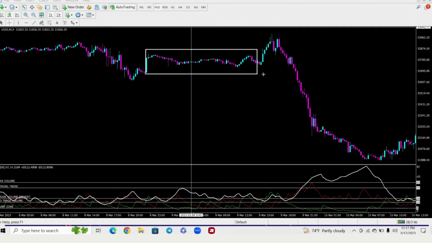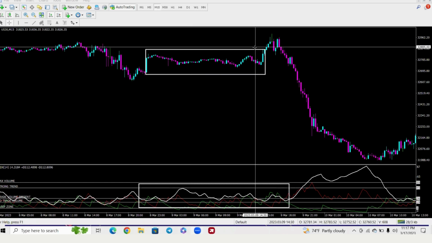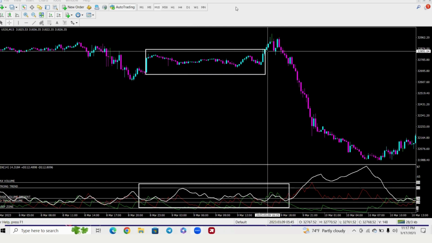Like, look at this. Pure consolidation, pure, no momentum, no nothing. The buyers and sellers, everything, momentum is asleep. That's why I call it the sleep zone. So I hope this helped you all to be able to see what volume is about.